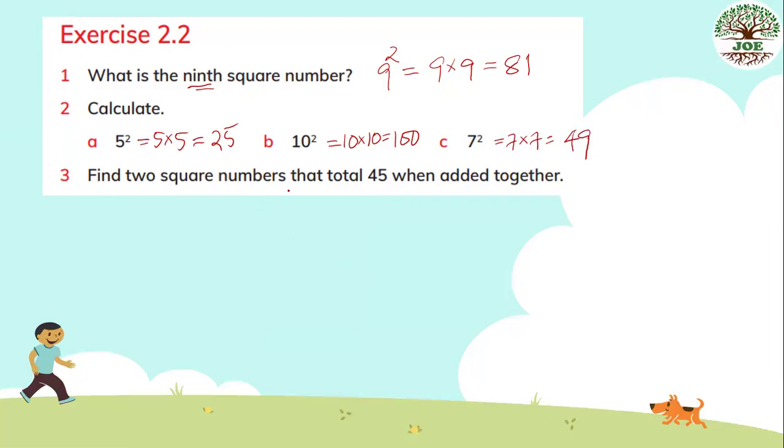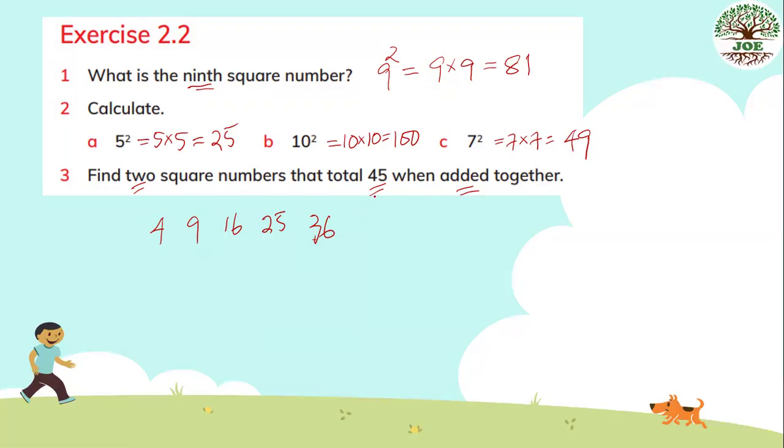Okay, question 3. Find 2 square numbers that total 45. When added together, find 2 square numbers. So let's check. Let's write down the square numbers. 2 squared is 4, 3 squared is 9, 4 squared is 16, 5 squared is 25, and 6 squared is 36.